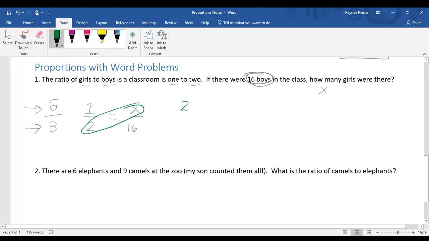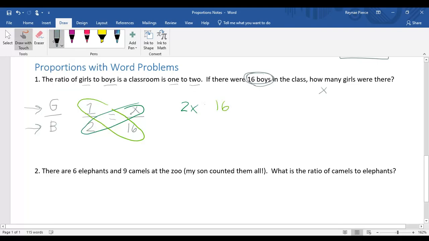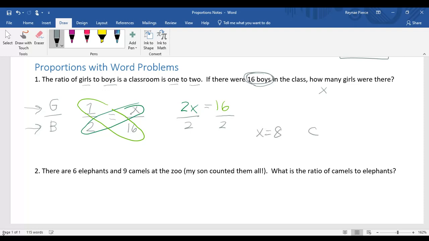Okay, and now do the same thing I just did. Okay, 2 times x is 2x. 1 times 16 is 16. And to figure out the number of girls, to keep the proportion, okay, we set them equal. To get x by itself, we divide by 2. Since x is 8, that means that there were 8 girls in the class. Okay.